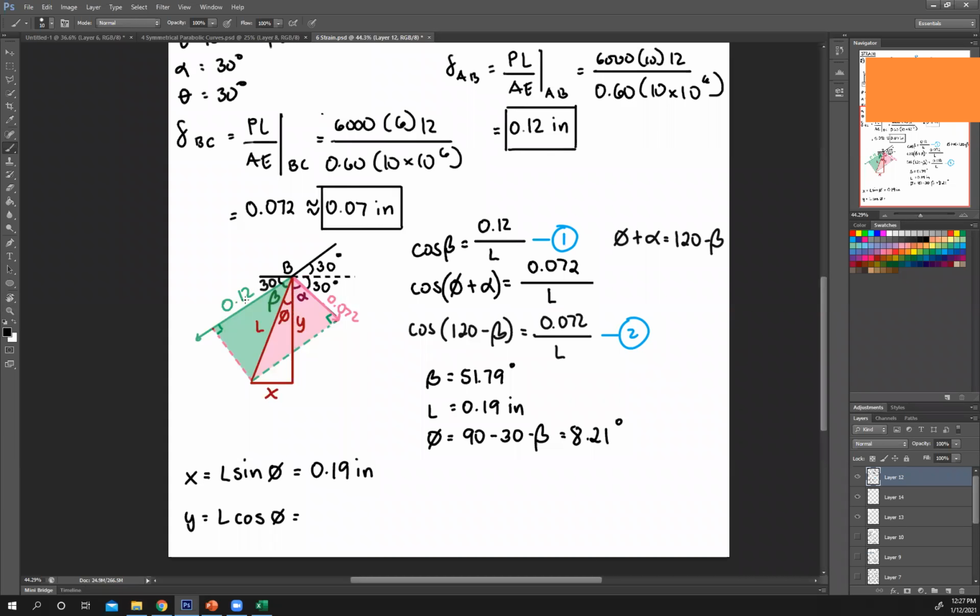And then for y, using cosine phi equals adjacent y over hypotenuse L. Therefore, y is L cosine phi. Sorry, this is 0.03 rather, or 0.028. And here, this is 0.19 inches.